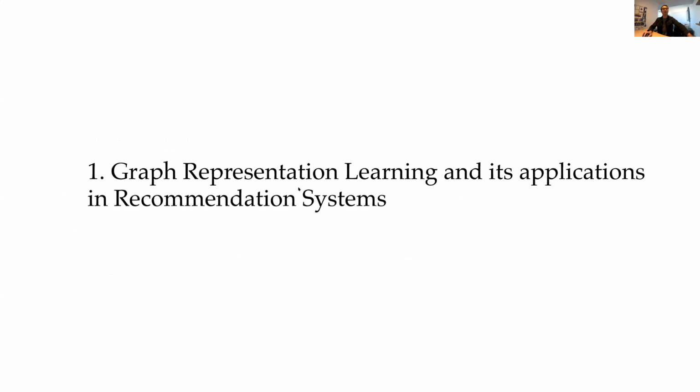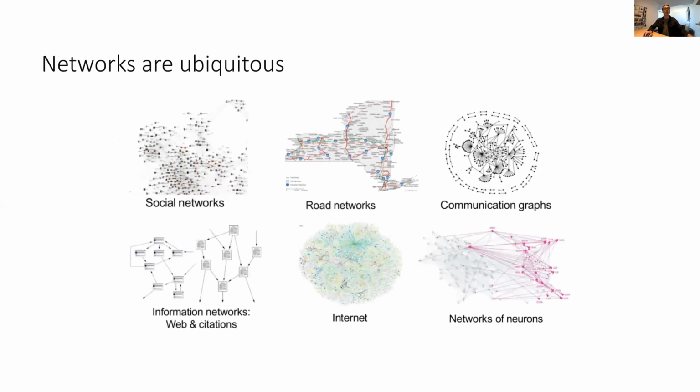First, let us look at the first topic, graph representation learning and its application in recommender systems. Graphs or networks are ubiquitous, and can be used for modeling and representing many kinds of real-world data, such as social networks, information networks, roads, user-item behavior interactions, etc. The advantages of graph representation learning are that it is quite flexible to accommodate any typed data and the complex interactions among them.